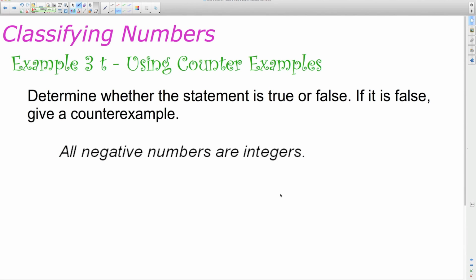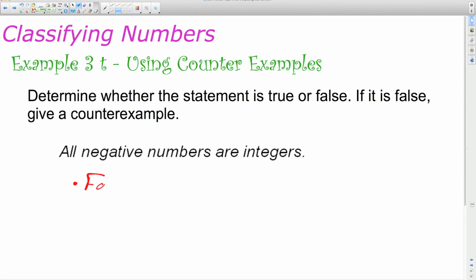Here in example 3T, we're going to be using counterexamples. We're told to determine whether the statement is true or false. If it is false, give a counterexample. As we discussed in the previous slide, we only need to find one counterexample to prove a statement false. The statement we're given is that all negative numbers are integers. We assume that to be true until we can find a counterexample. Now, all negative numbers are integers is a false statement.